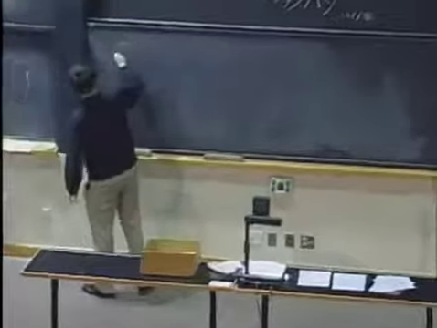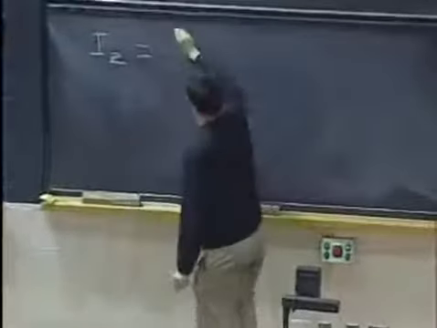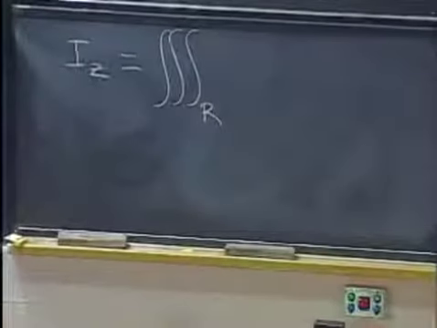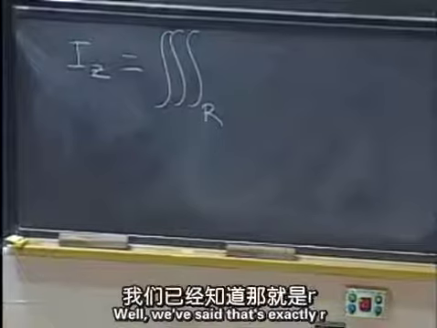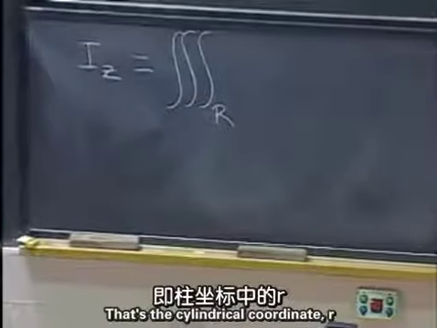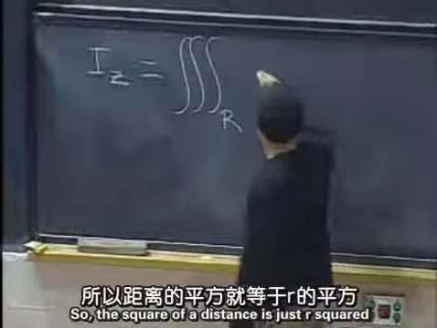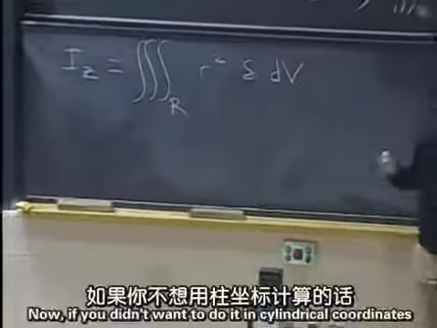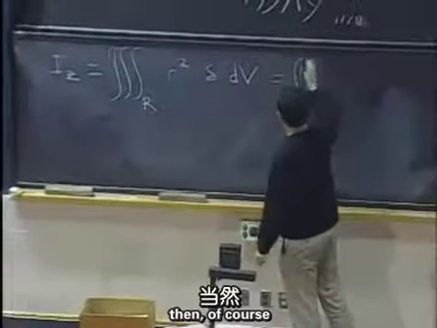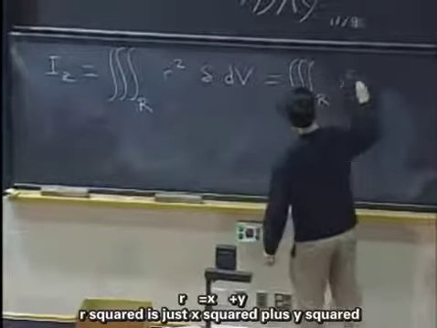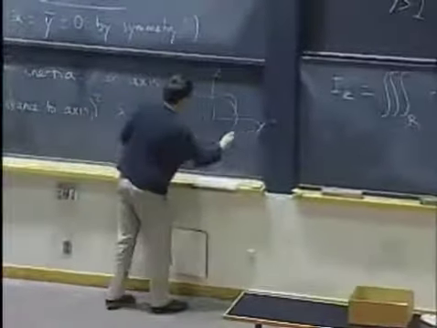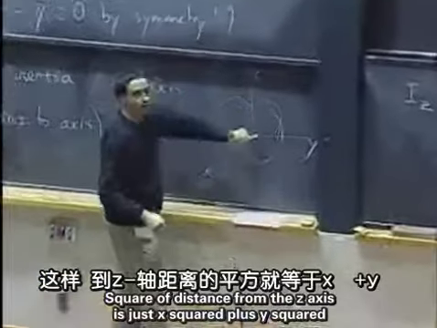Okay, so moment of inertia about the z-axis. So what's the distance to the z-axis? Well, we've said that's exactly r. That's the cylindrical coordinate r. So the square of the distance is just r squared. Now, if you didn't want to do it in cylindrical coordinates, then of course r squared is just x squared plus y squared. Square of distance from the z-axis is just x squared plus y squared.